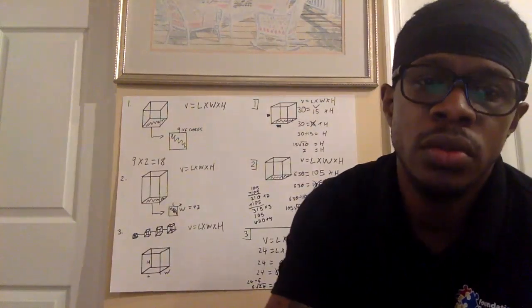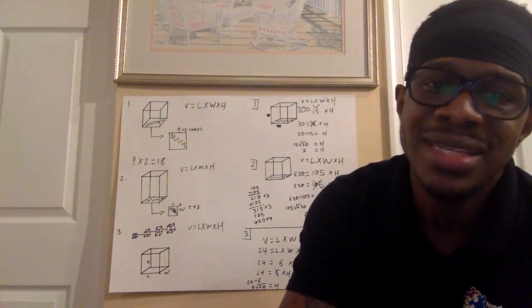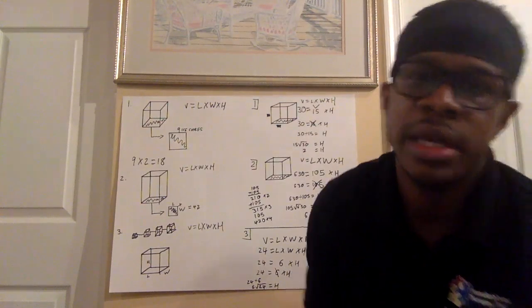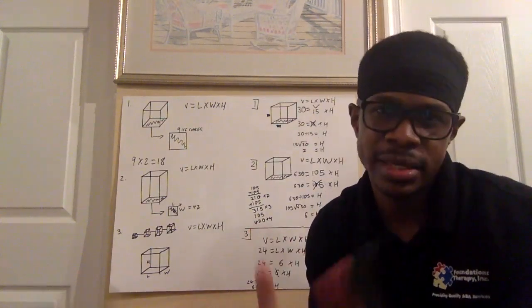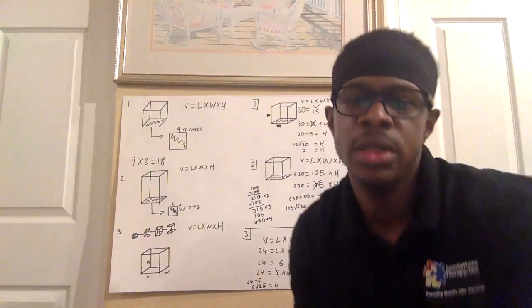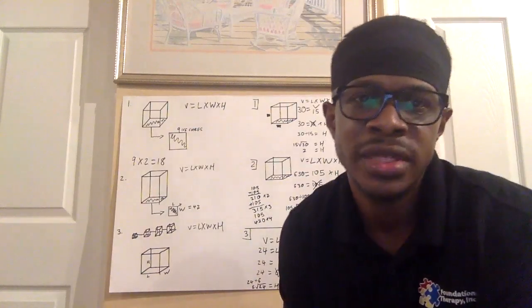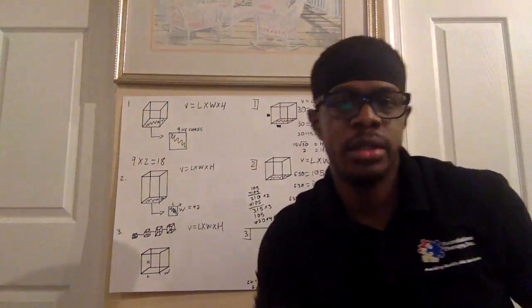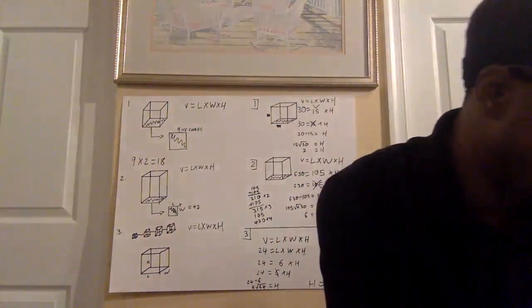Now, I want to go over the second set. You're going to have different variations in IXL of the same question. So I want to go over another set of examples to make it a little bit easier for you. Give me 1 second.